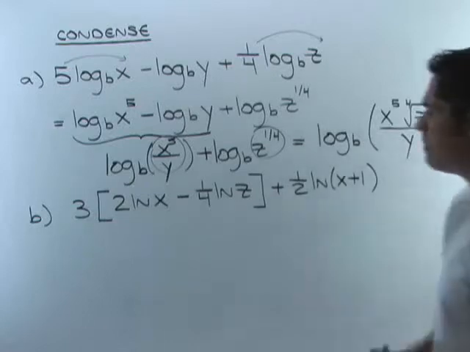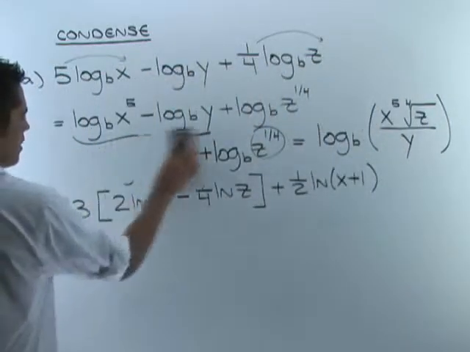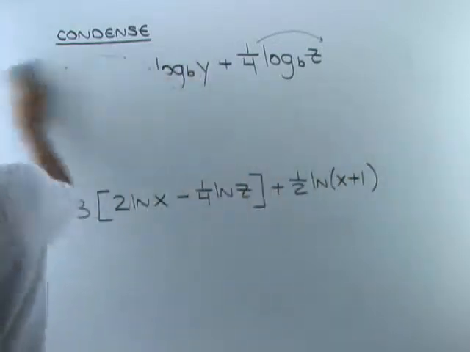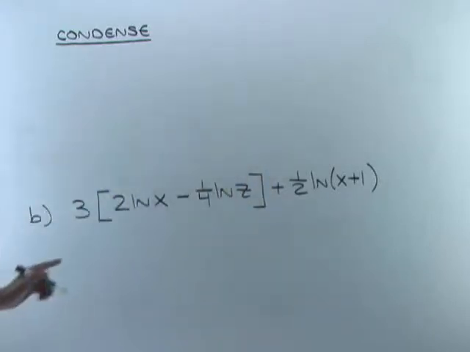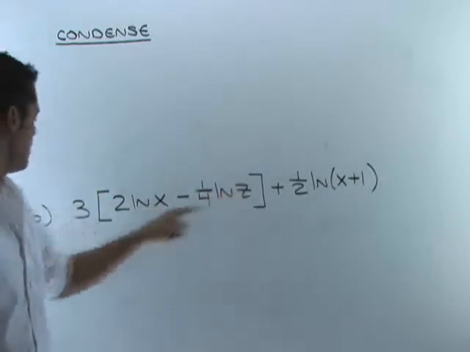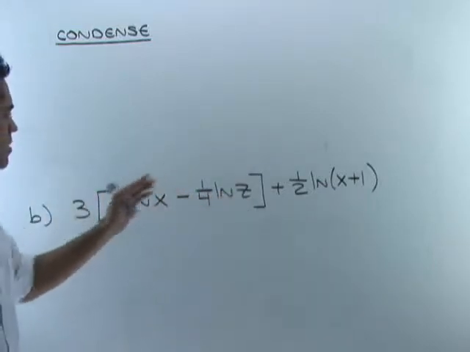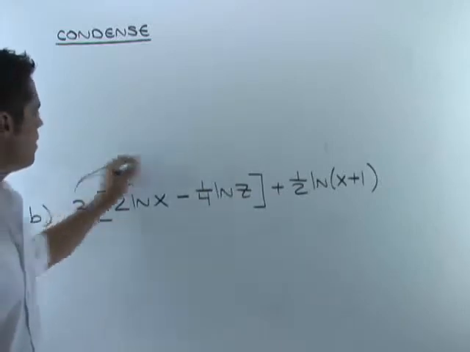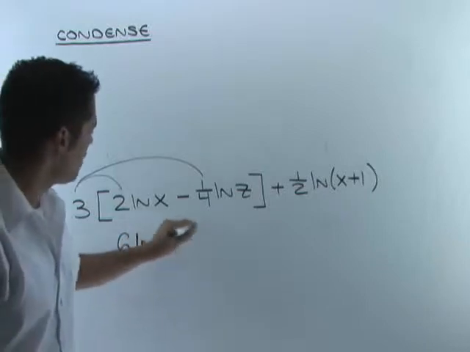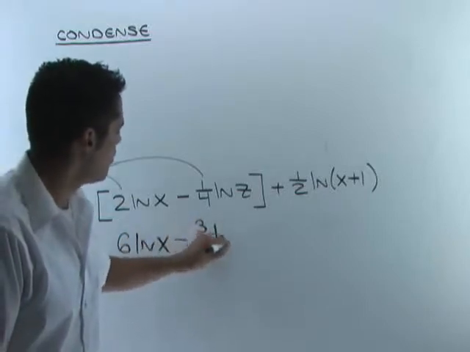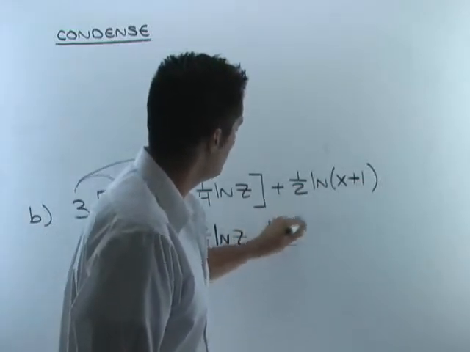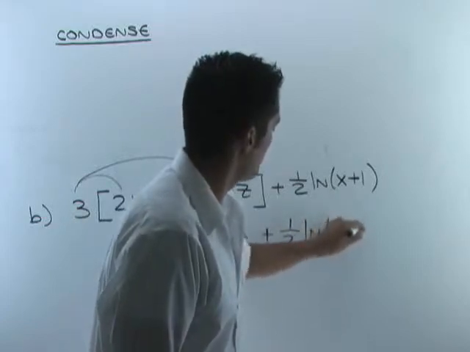Okay, now our next problem is this one. This one's a little bit tricky, so let's work through it. I'm going to erase all this so our minds get a little clearer. And now we want to move those powers up to the top, right? But notice that we have something in brackets and then a number sitting in front. So before I move the powers up, I'm going to get rid of the brackets by distributing a 3 here and here. So that'll give us a 6 natural log of x minus a 3/4 natural log of z. And then this was not in the bracket, so I just leave it out here: 1/2 natural log of x plus 1.